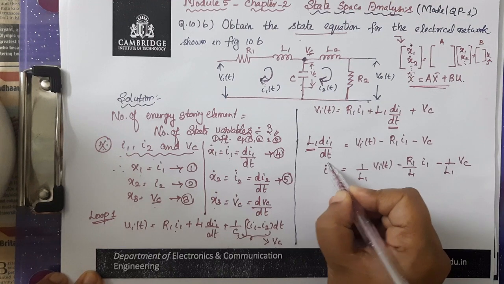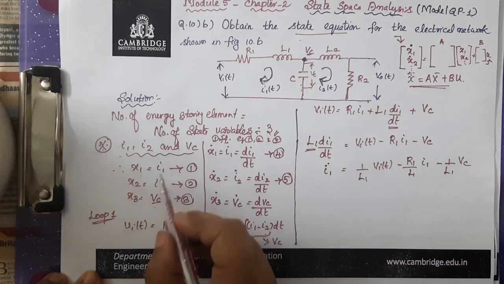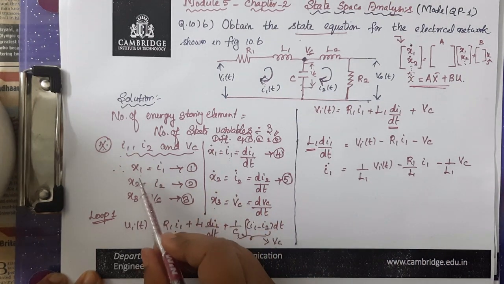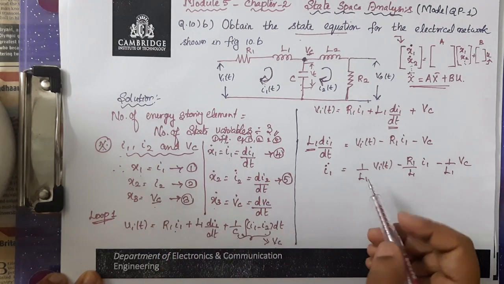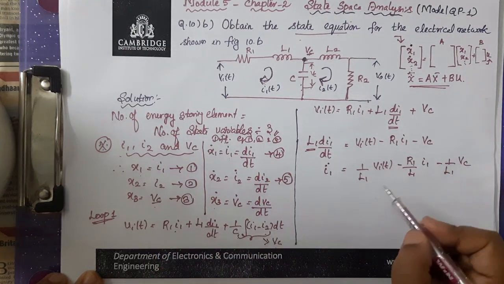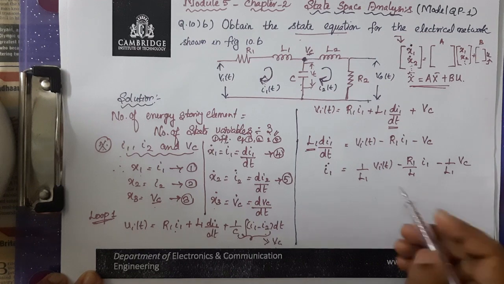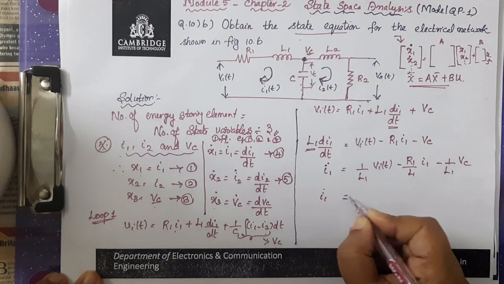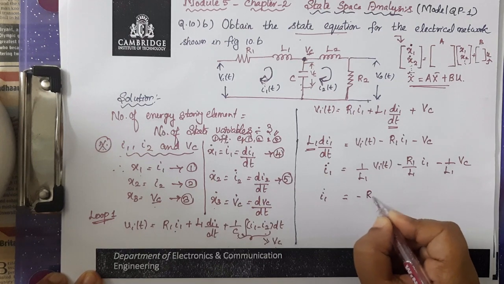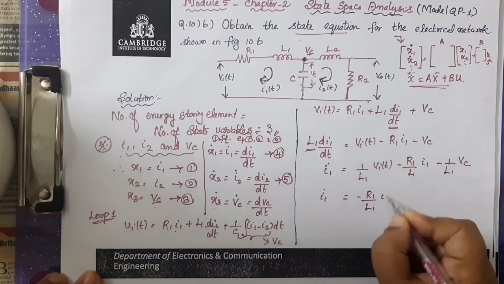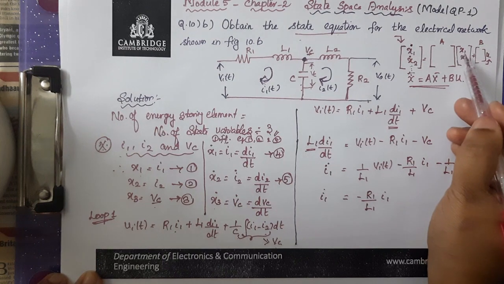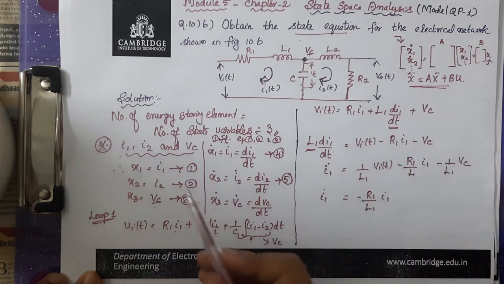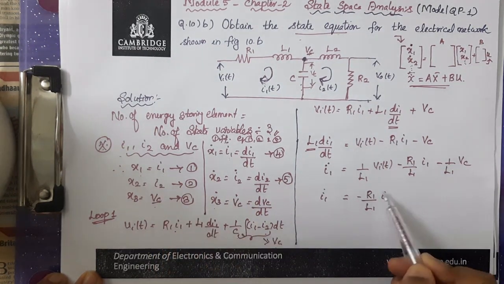So now we have I1 dot, that is the first derivative of the state variable I1. Now it has to be represented in terms of the state variables, so let us arrange it accordingly. I1 dot is equal to minus R1 divided by L1 into I1. That is the first state variable x1, where x1 is I1, so I have written it here as I1.